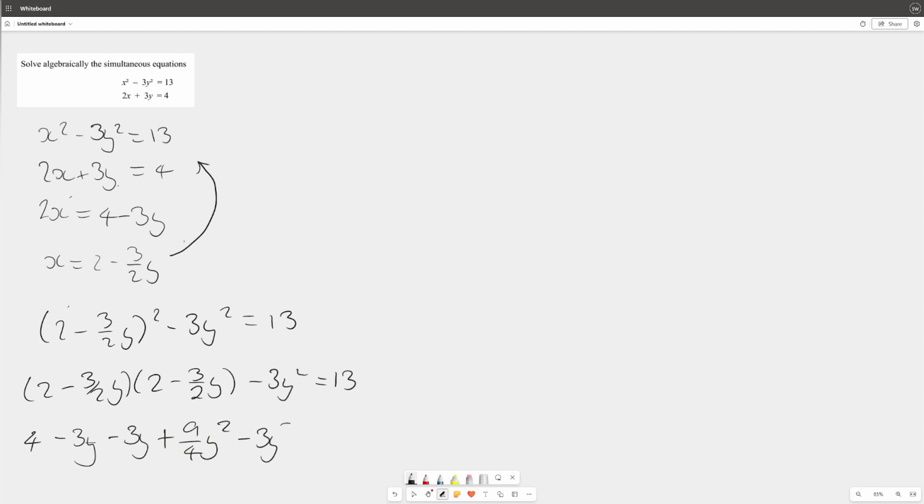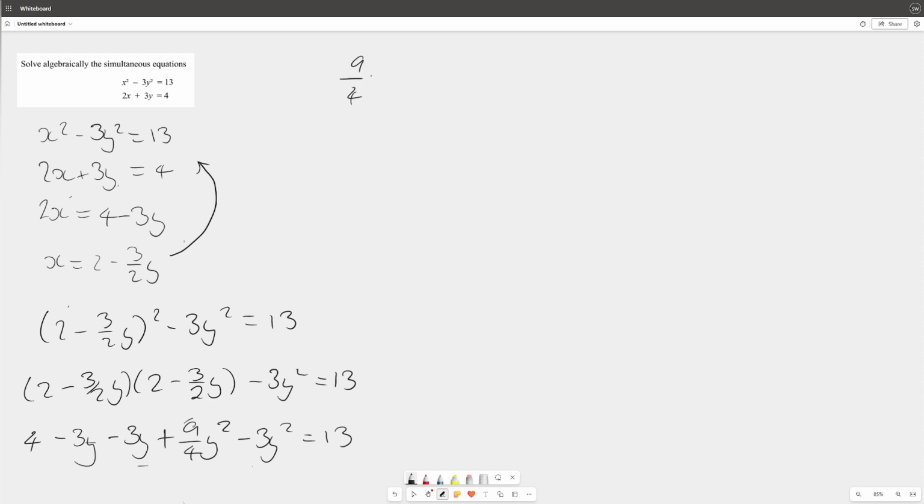And then subtracting 3y squared to get 13. This is looking slightly more complicated than our previous examples, but do not let these fractions scare you, as we would be able to deal with them in a short while. So let's collect our like terms. So we've got 9 over 4 y squared minus 3y. Well, how do we do this in our heads?